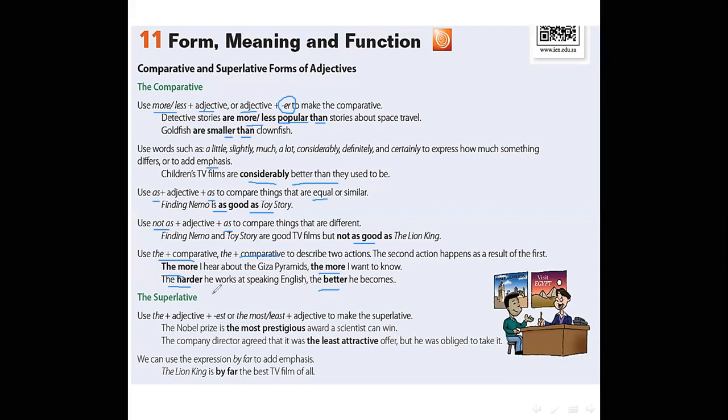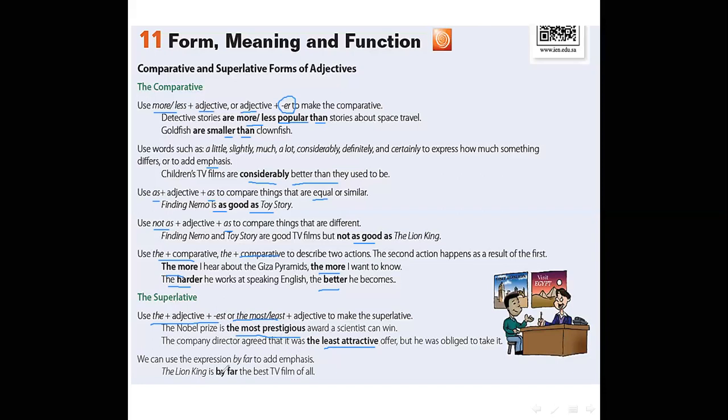Now, the superlative forms. We use the plus adjective plus est for short adjective, or the most or the least for the long adjective. The Nobel Prize is the most prestigious award a scientist can win. The most plus long adjective. The company director agreed that it was the least attractive offer, but he was obliged to take it.